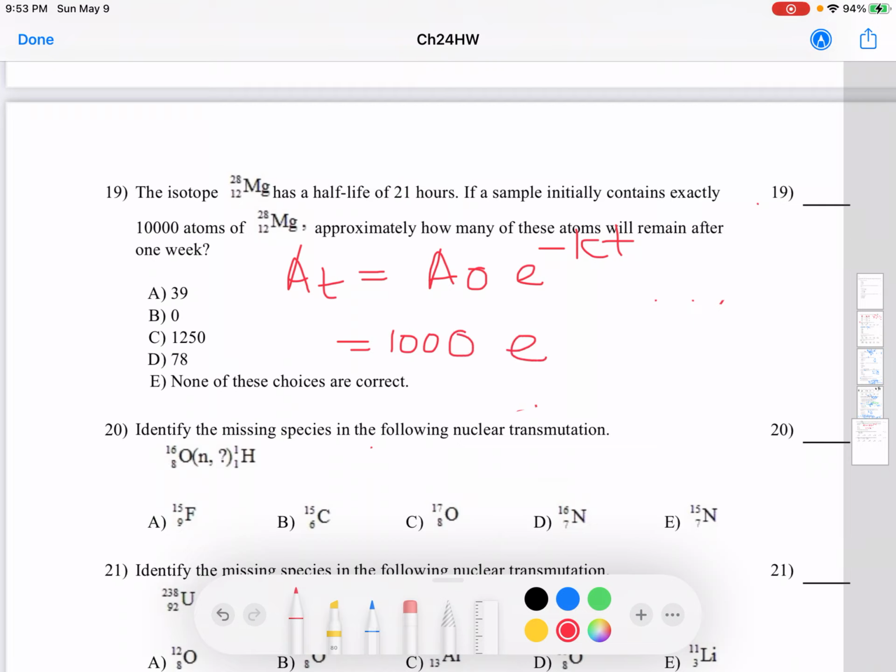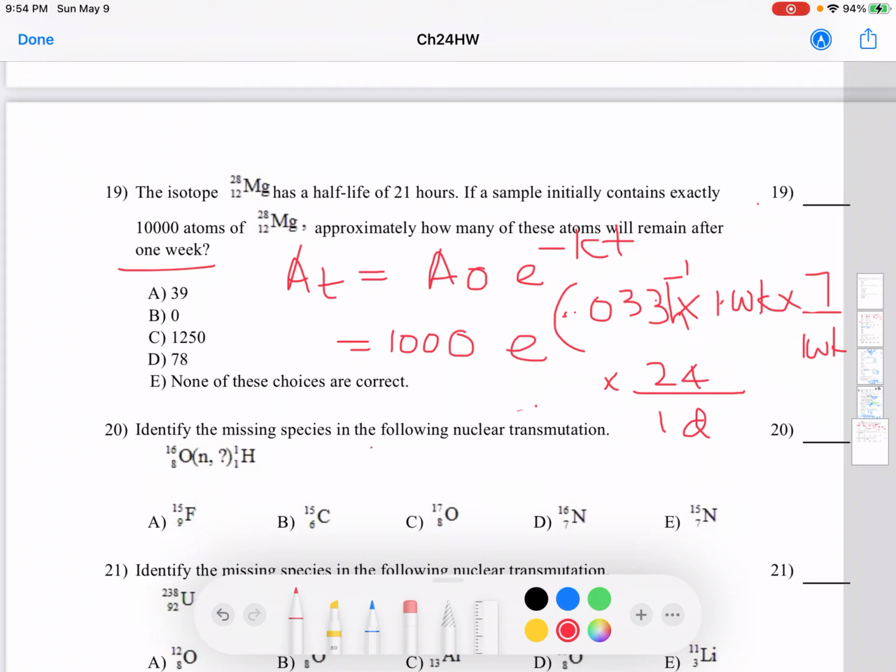Times the exponent. Remember, we found the decay constant as 0.033 per hour, and then the time is 1 week. You need to convert 1 week to hours. In 1 week, how many days are there? 7 days. Yeah, 7 days. And in 1 day we have 24 hours.